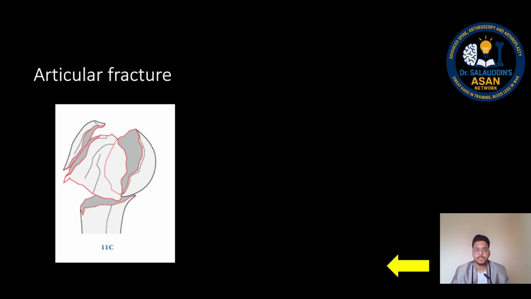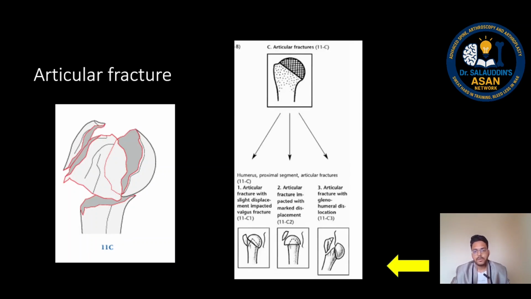Coming to articular 11C fractures, they are again divided into 3. The articular fracture with displacement and impacted valgus fracture is 11C1. So 11C1 is displacement with impaction, then impaction with marked displacement, so it is a valgus impacted fracture. 11C2 is with impaction and displacement. 11C3 is with glenohumeral dislocation. This is the AO classification system.